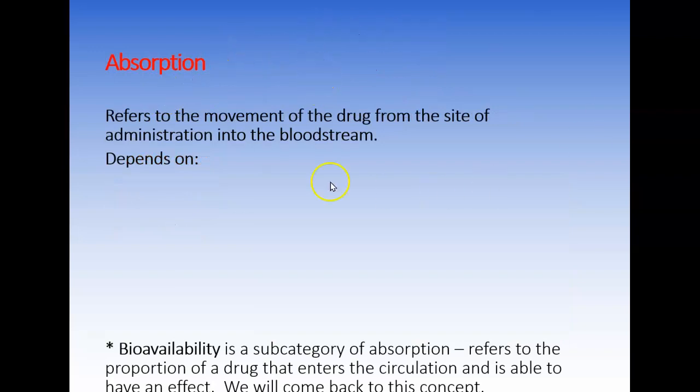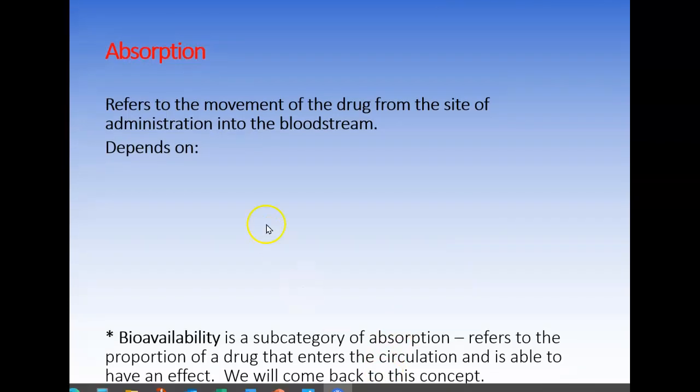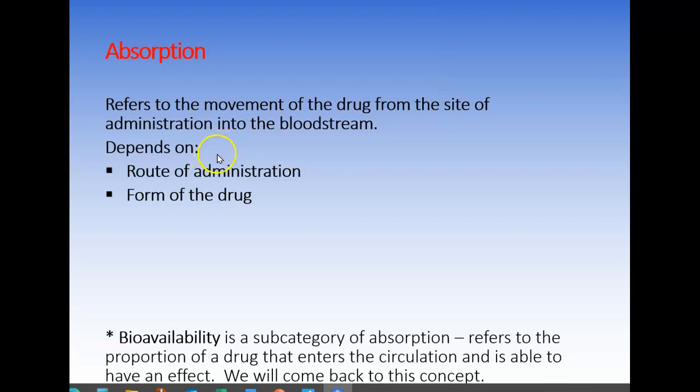So we talked about this before. Absorption refers to the movement of the drug from the site of administration into the bloodstream. Bioavailability is a subcategory of absorption. It talks about the proportion of the drug that enters the circulation and is able to have an effect. We'll come back to this in a few minutes. When you give that, you have your route of administration. The form of the drug is important also, and that plays into it. The solubility of the drug, and we'll talk about that, plays into your metabolism and how it's available.